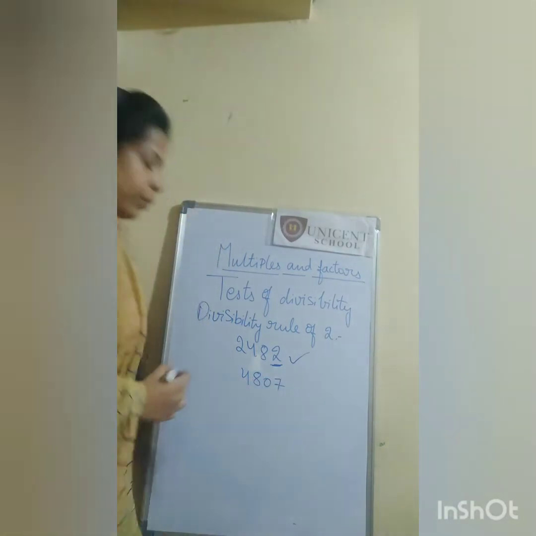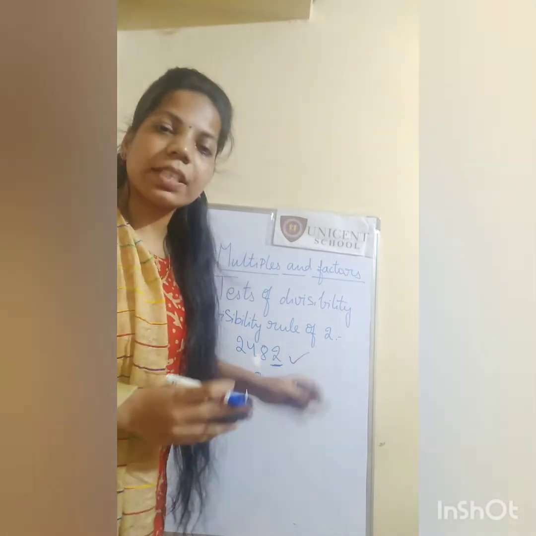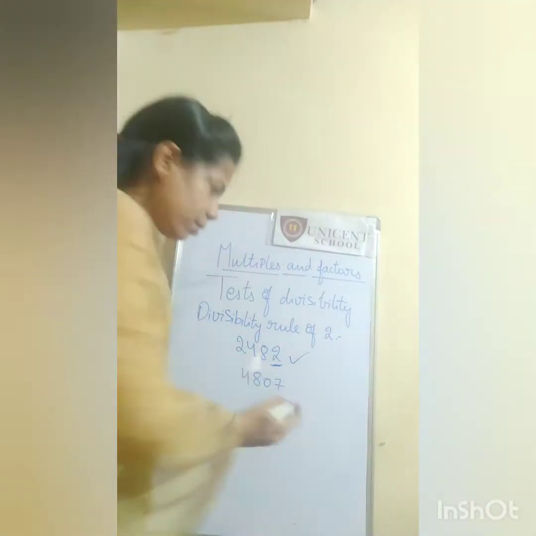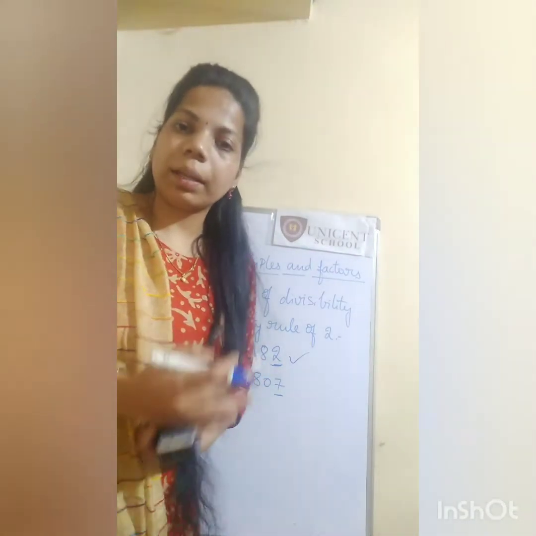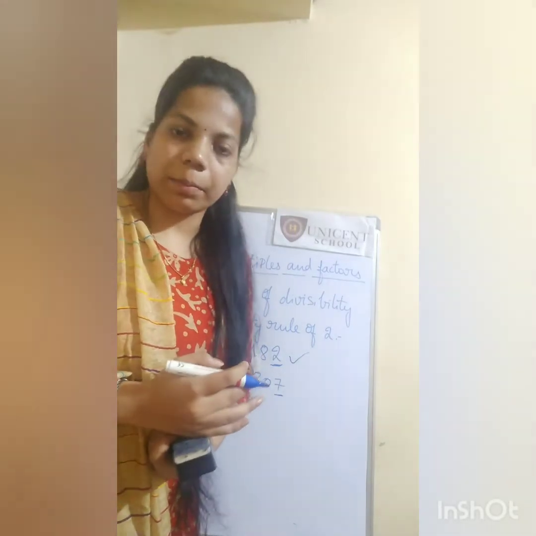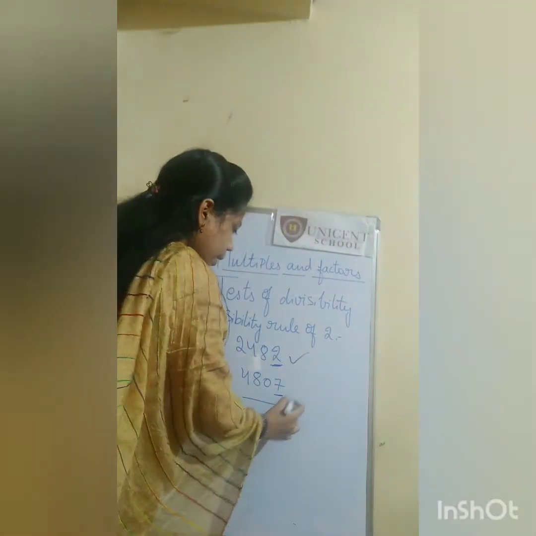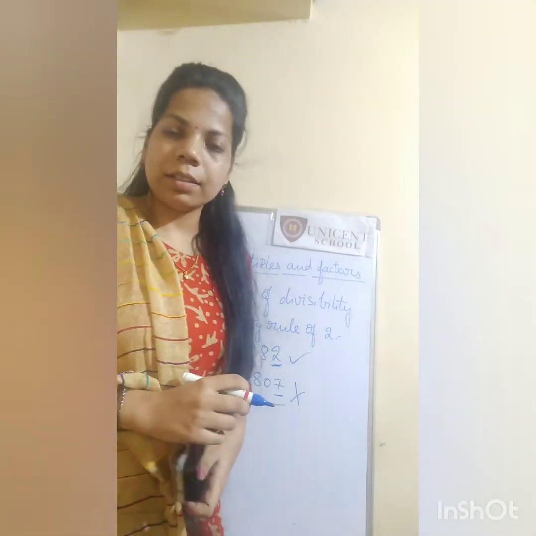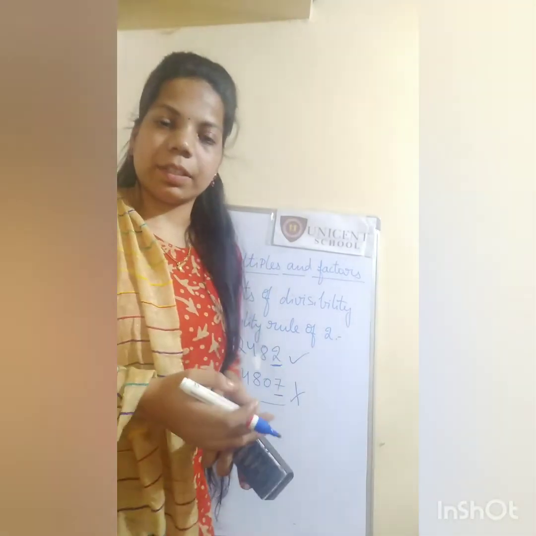4807. Now let us see whether 4807 is divisible by 2 or not. What is the digit in the ones place? 7, right? Is 7 an even number or an odd number? Yes, it is an odd number. So since 7 is an odd number, 4807 is not divisible by 2. Got it children? So now let us move to the next divisibility rule.